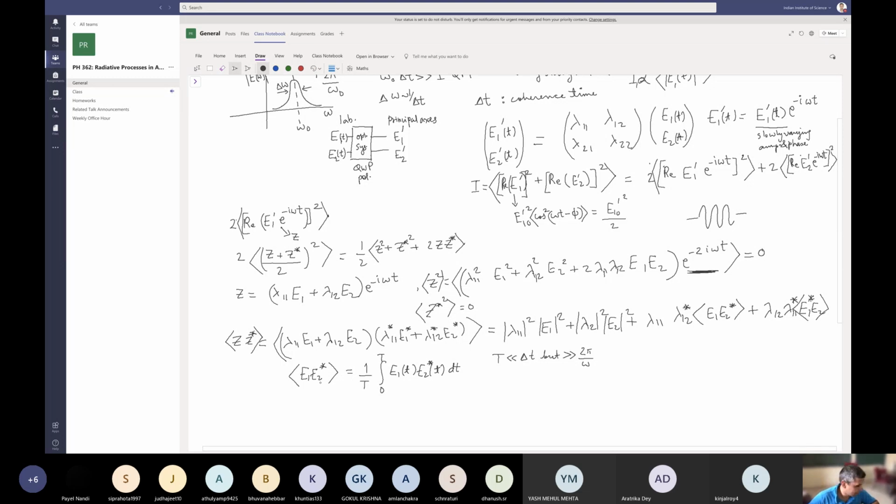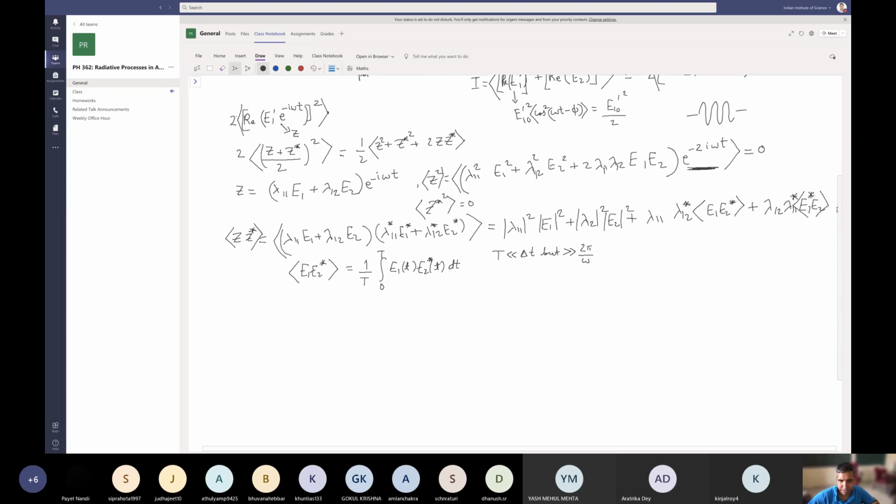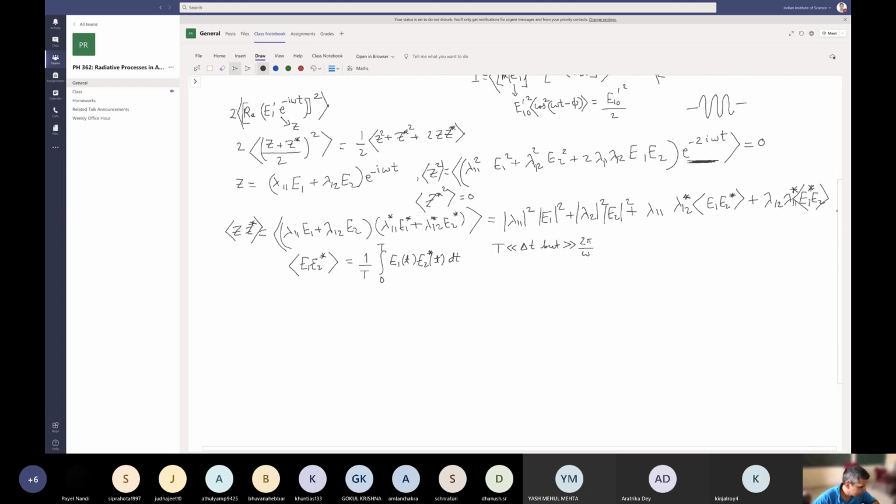Similarly, we can write the energy measured in the E2 part and so on. The point is that the power measurement will involve terms like Ei Ej star, where i and j can be 1 or 2. For example, E1 E2 star, or E1 absolute value squared, which is E1 E1 star.